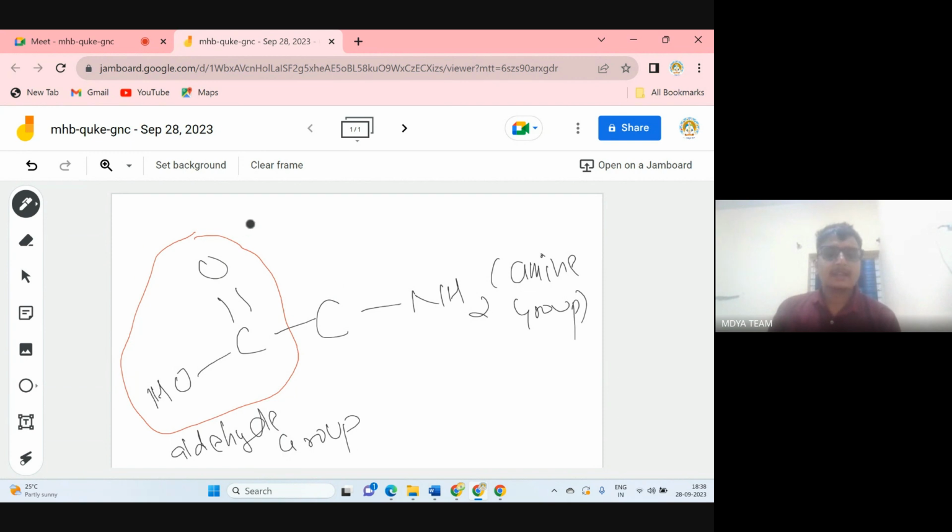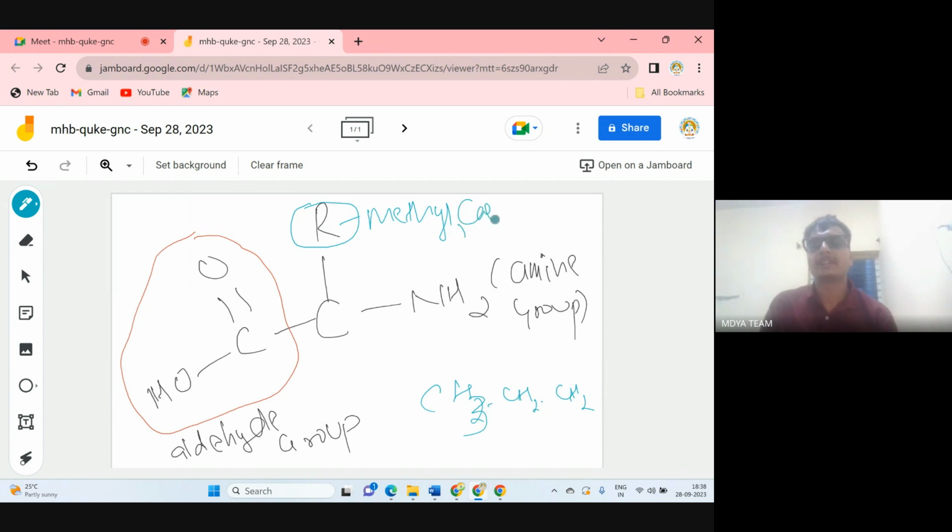And one more group is there. This is known as methyl group. It is represented by R. So R can be a long chain of hydrogen and carbon. It can be CH3, CH2, CH2, or it can be a 5 carbon chain. It can be an 8 carbon chain. R is methyl group or carbon chain group. So this is the general structure of an amino acid. In this amino acid, this is aldehyde group, this is methyl group, this is amine group.